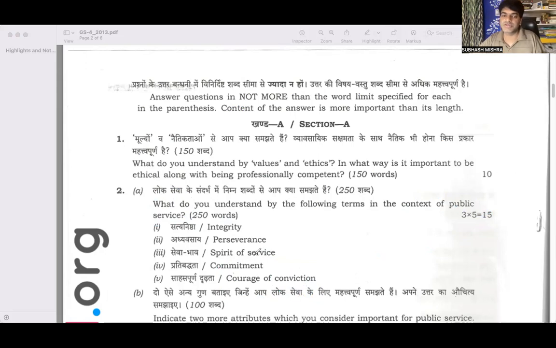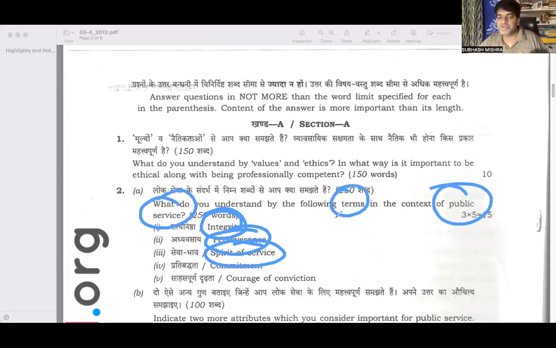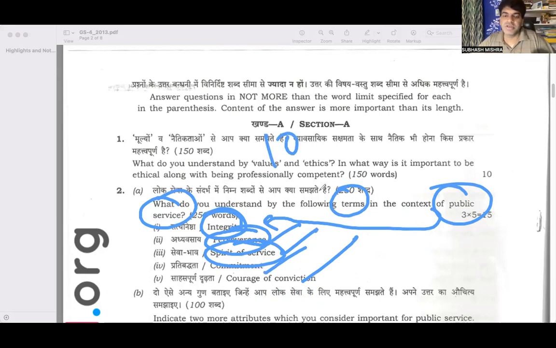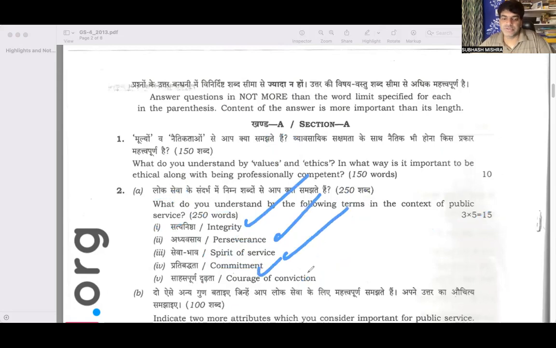Ultimately, I cannot give lectures to you, but I'm showing that these words are yours. You start writing these words related to public service: integrity, perseverance, spirit of service, commitment, courage of conviction. When they ask you for 10 words, these words will come in handy. These words are related to public service orientation, like in 2021 when they asked you about public service values, you can use these values there. You can write there: integrity, perseverance, spirit of service, commitment, courage of conviction. These kinds of words you have to write, not generic words.